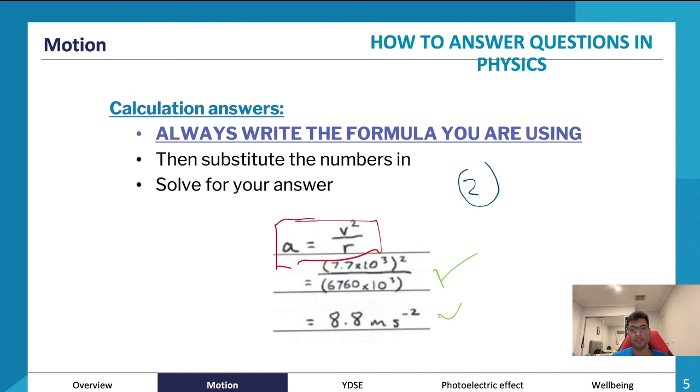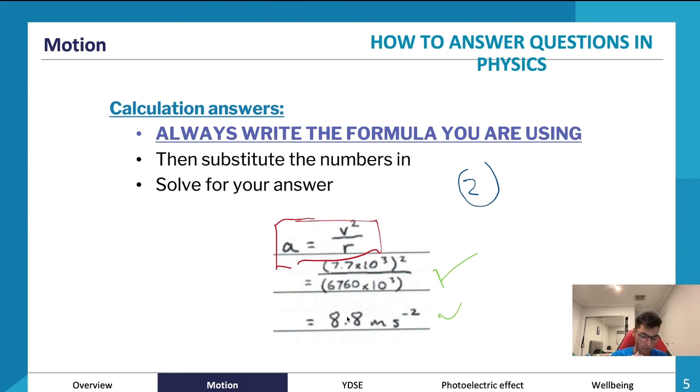The reason being is because even though you don't get marks, it helps you streamline your thinking process when it comes to exam pressure. And if you write down the formula, it helps you, one, substitute your values correctly, and two, it helps you rearrange the formula, especially when it comes to some harder calculation questions. So just quickly, calculation questions: 1 mark for substitution, 1 mark for final answer.